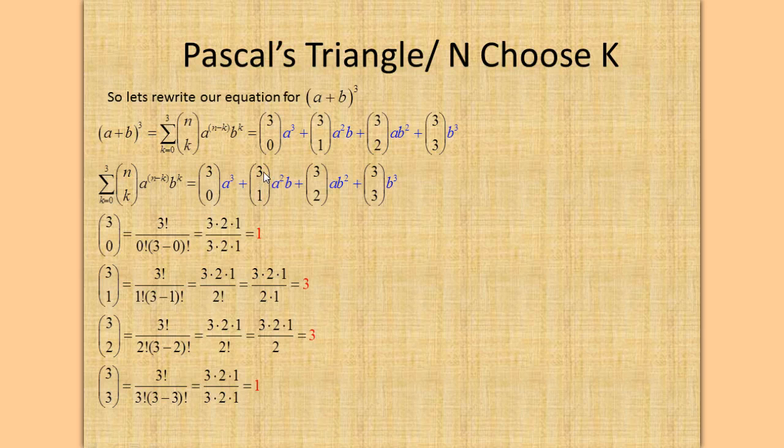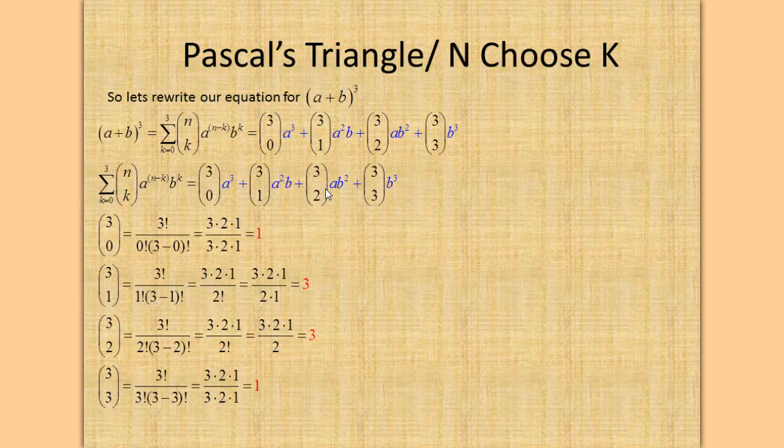Okay, let's go to our next one. 3 choose 1. So 3 factorial again, 3 times 2 times 1, over k is 1, so that's 1 factorial, times n minus k, and k is 1, so that's 3 minus 1 is 2 factorial. I didn't include the 1 factorial, because 1 factorial is just 1. 2 factorial is 2 times 1. So 2 times 1, 2 times 1 cancel. Then the numerator and denominator leaves us with 3. So for our second term, our coefficient is 3.